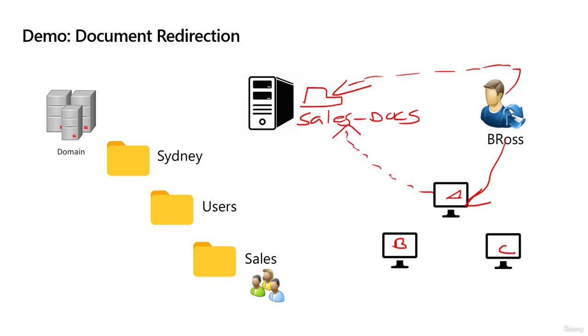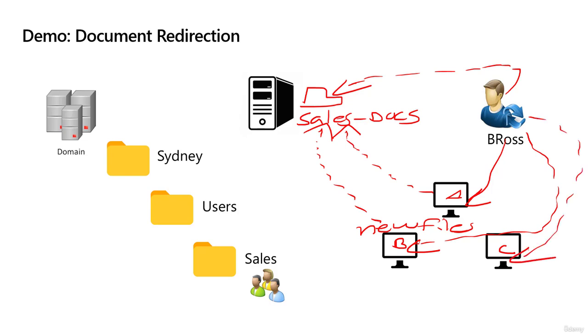Now, he doesn't necessarily notice that. He just clicks on documents and he sees all of his normal documents. After lunch, Bob logs into computer B. He clicks on documents and he sees the same exact folders. He creates new files. Those new files are automatically saved into this location. Now, he logs into computer C and he sees all of his data, even the new files he created, because that too just connects back to this shared folder.